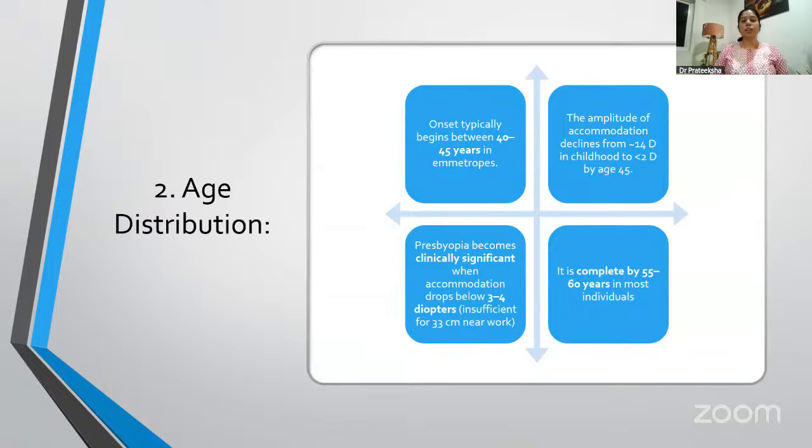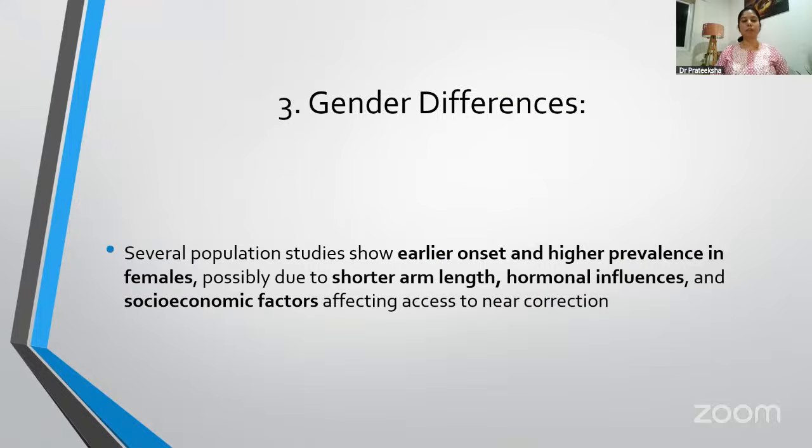Now, for the age distribution, the onset typically begins between 40 to 45 years in emmetropes. The amplitude of accommodation declines from 14 diopters in childhood to less than 2 diopters by the age of 45. Presbyopia becomes clinically significant when accommodation drops below 3 to 4 diopters, which is insufficient for 33 centimeter near work. It is complete by 50 or 60 years in most individuals.